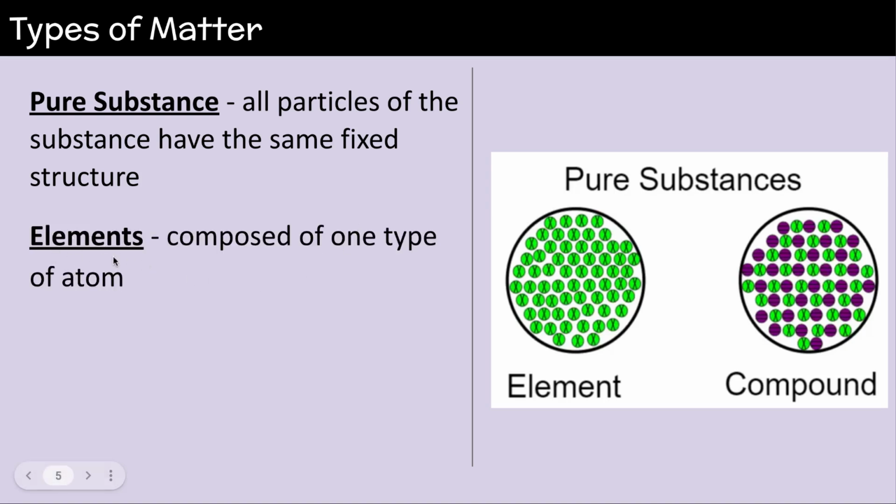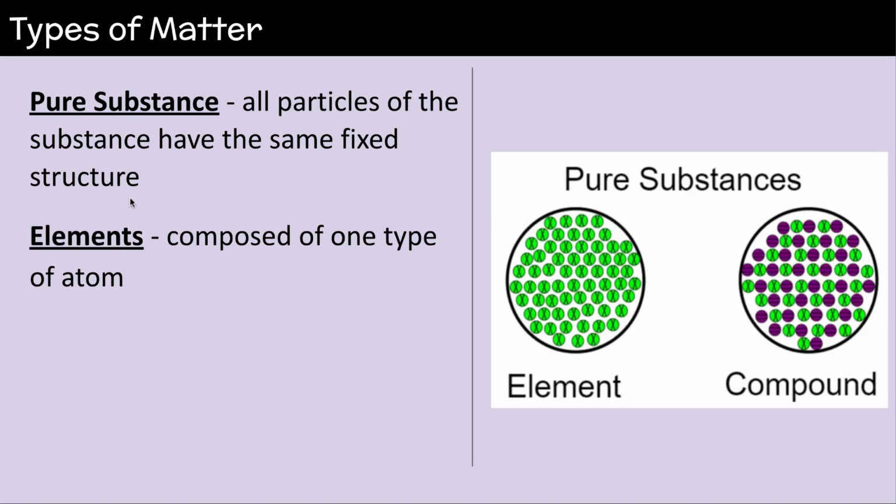So go down to the elements box and write in this definition. Elements are composed of one type of atom. So elements are actually the simplest form of matter that we have. And here's an example over here of an element. What you'll notice is that there are these little green atoms that make up the element. And all those atoms are the same. You can see that they're green and you can see that they have an X in them, and they're all exactly the same. And there's only one kind. Okay, so elements only have one type of atom. They are the simplest form of matter.